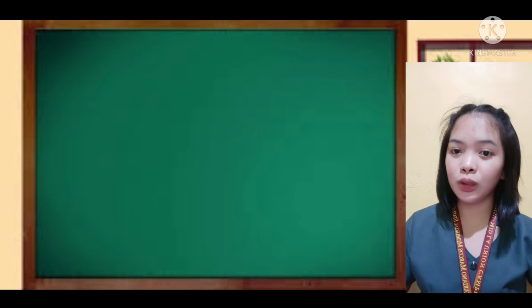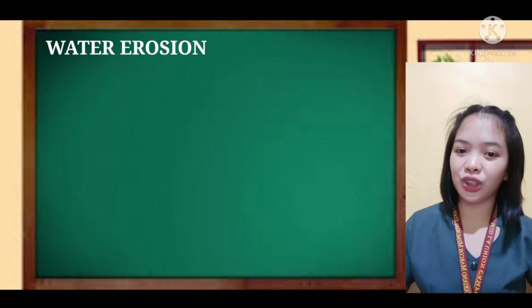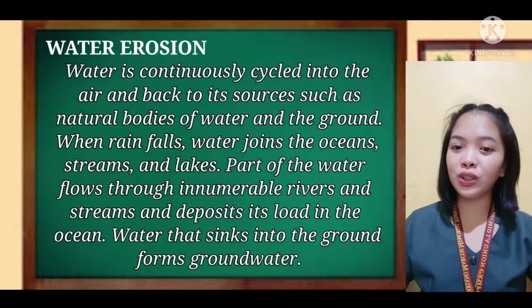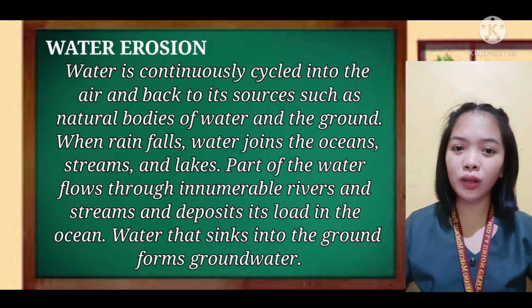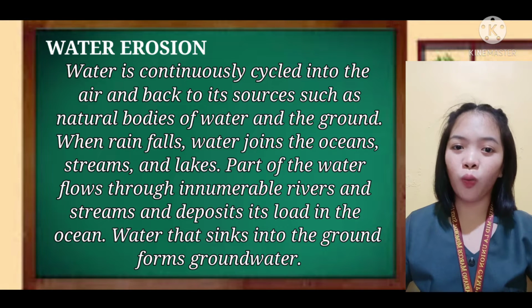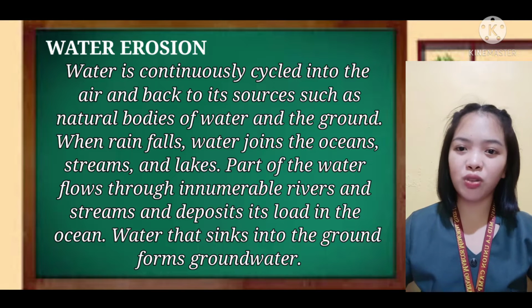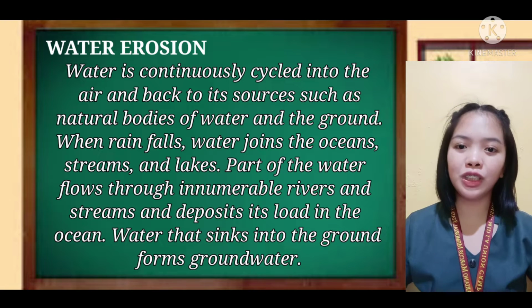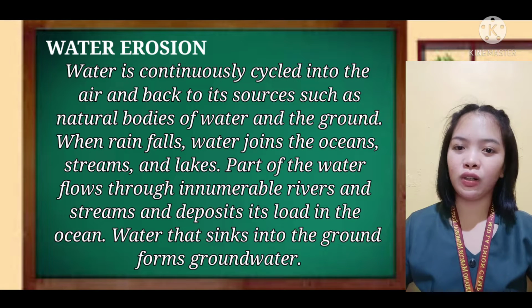So let's proceed to the causes of erosion. First is water erosion. Water is continuously cycled into the air and back to its sources such as natural bodies of water and the ground. When rain falls, water joins the oceans, streams, and lakes. Part of the water flows through innumerable rivers and streams and deposits its load in the ocean. Water that sinks into the ground forms groundwater.